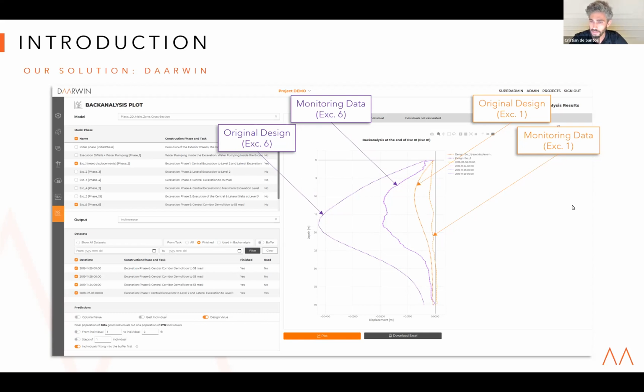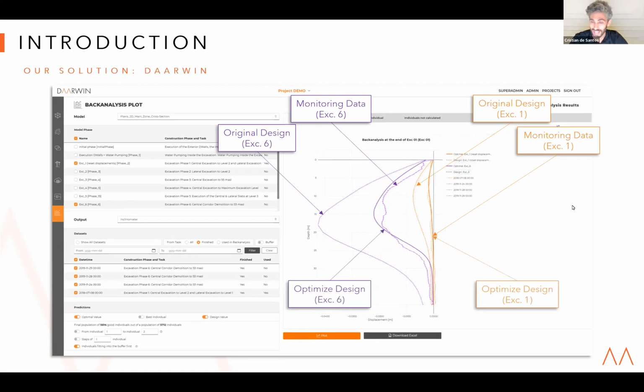But what is really different in terms of Darwin is now we can calibrate the model, especially in the early construction phases. So once you have data, you check the data doesn't match your predictions, you define a back analysis in Darwin using genetic algorithms, which at the end is calculating thousands of different combinations of parameters with Plaxis models until we reach a combination of parameters that allow us to match what we are measuring with the sensors. All those calculations are done on a cloud infrastructure using parallel high-performance computing.